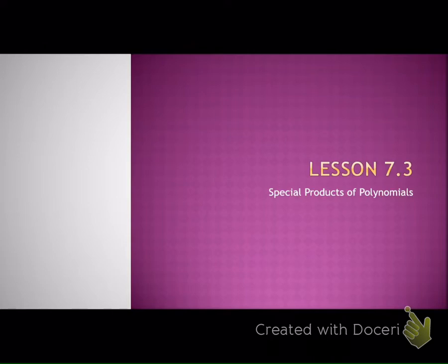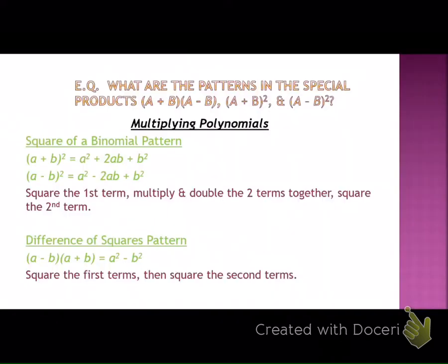But you're going to have to learn to recognize the problem as special, and you're going to have to learn the steps to solving them. So that is what we're going to focus on. First of all, the essential question. What are the patterns in the special products? Here are your special products. A plus B times A minus B, A plus B squared, and A minus B squared.